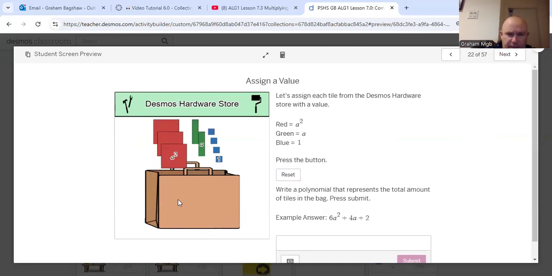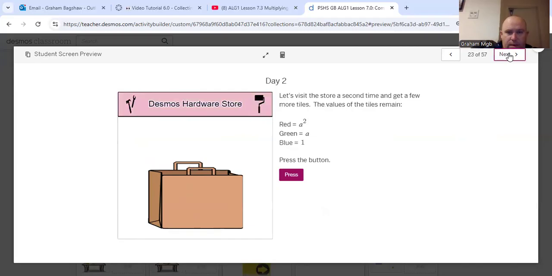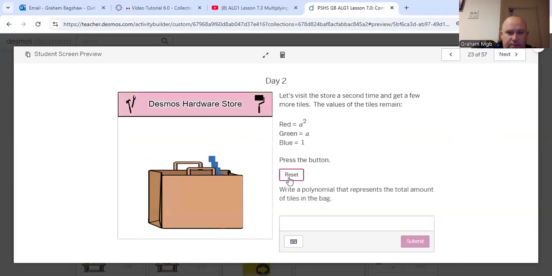So I can see for this question here that there are 3 x squareds, 2 x's, and 4 little ones. Well, I notice these aren't x squareds. These are actually a squareds. So I have 3a squared, I have 2a, and then at the end, I have 4 little ones. There we go. Perfect. And looks like we got another one to do.